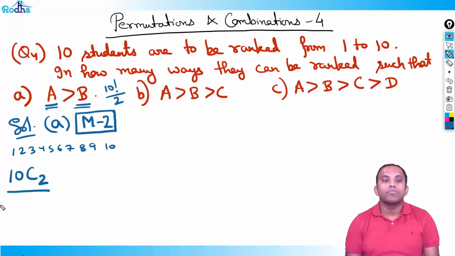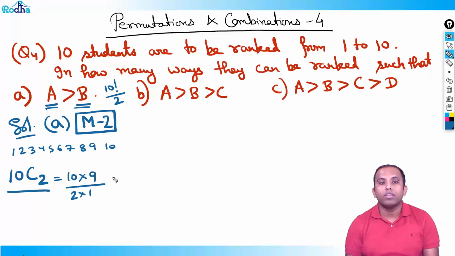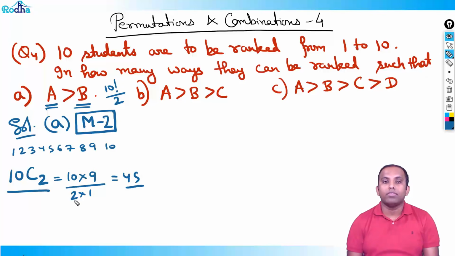Now, what does this 10C2 mean? This is so important. 10C2 means out of 10 things, I can make 10C2 different groups of 2 things. So what is the value of 10C2? Simply calculate 10 into 9 by 2 into 1, that is 45. From 10, go 2 steps back, divide by 2 factorial. That means I can make 45 groups of 2 things.